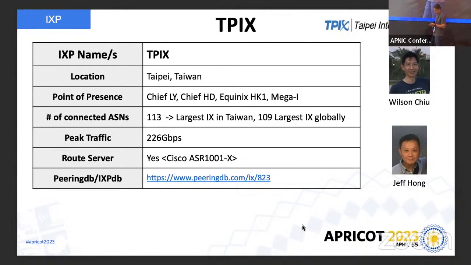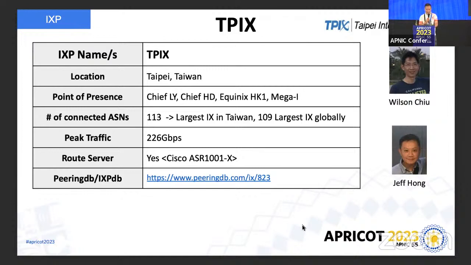Good afternoon, everyone. It's Jeff Hong again. I represent TPIX, the short name for Taipei Internet Exchange, and TPIX is the biggest IXP in Taiwan. TPIX is operated by Chief Telecom. Members can join and connect at Chief's main data centers such as Chief LY and Chief HD. We can also provide overseas connection, such as from Hong Kong, Equinix Hong Kong 1 and Mega I, for the connection to TPIX in Taiwan.